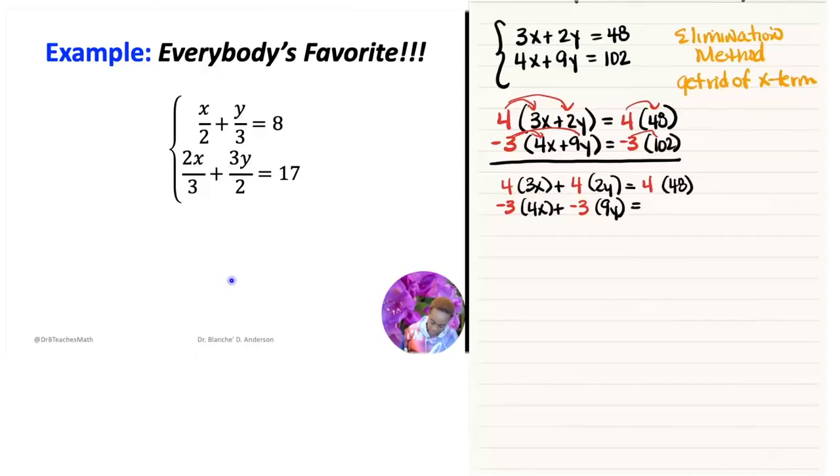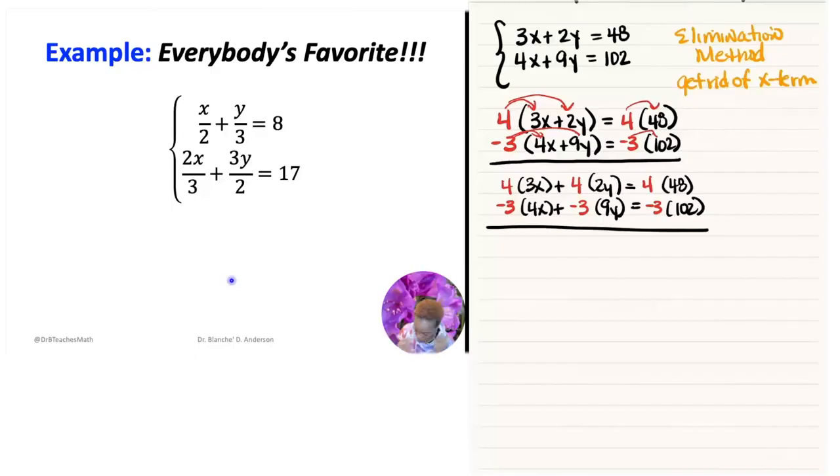And then negative 3 times 102. Okay, I want you to see how I'm doing the distributive property. And this is our last example, so hang in there, okay? So that's what it looks like. So now I'm just gonna keep going.